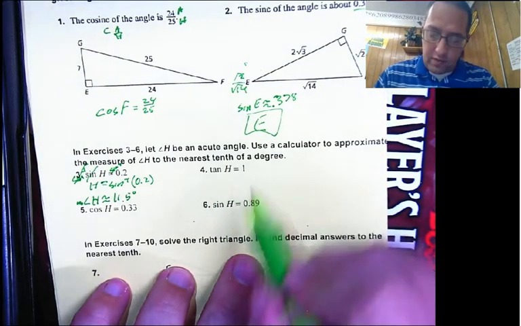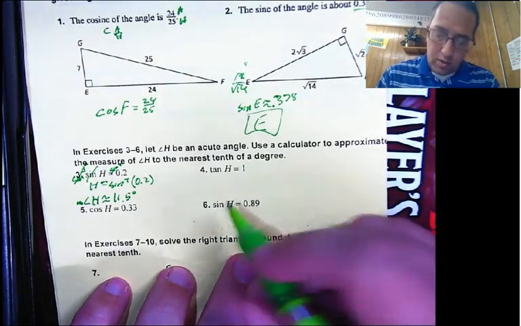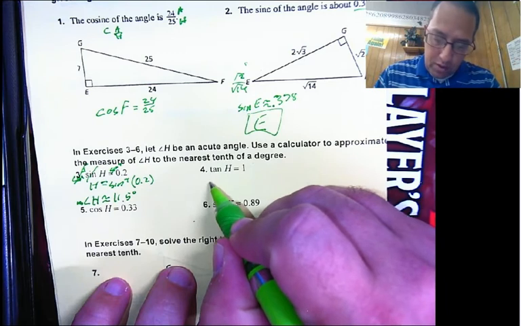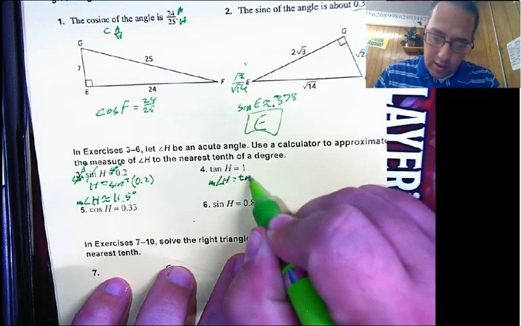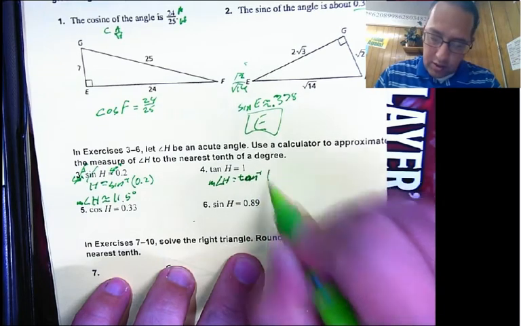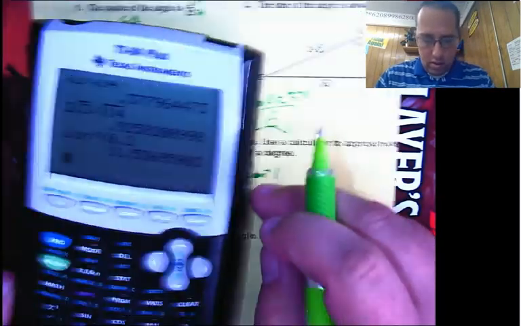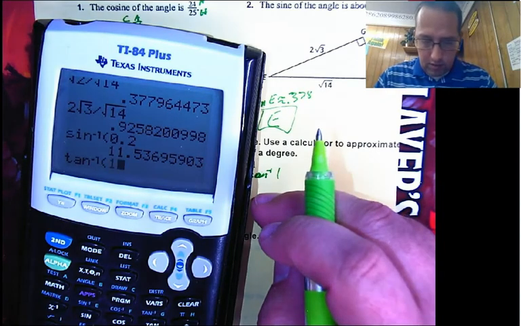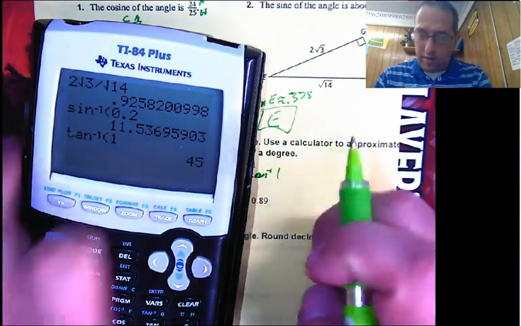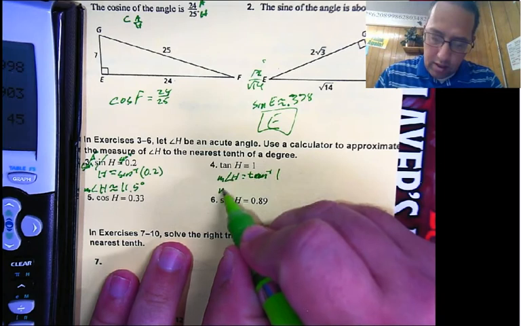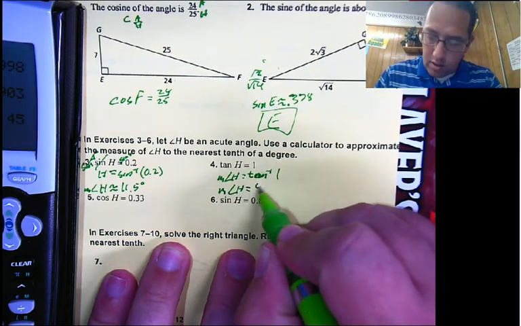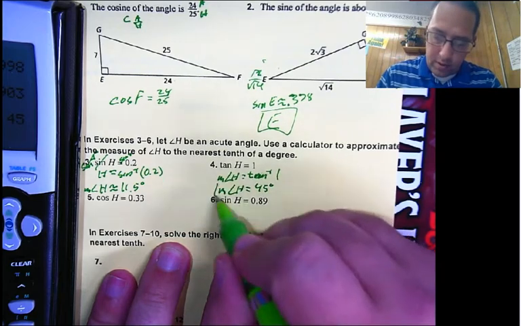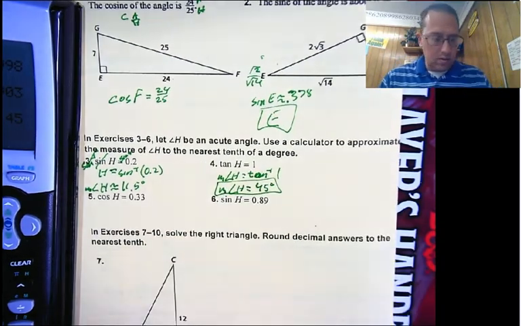So this is tangent of h equals 1, so we're going to do the inverse of that. So that means the measure of angle h is equal to the inverse tangent of 1. So inverse tangent of 1 is 45. And hopefully you remember that is 45 degrees. All right.